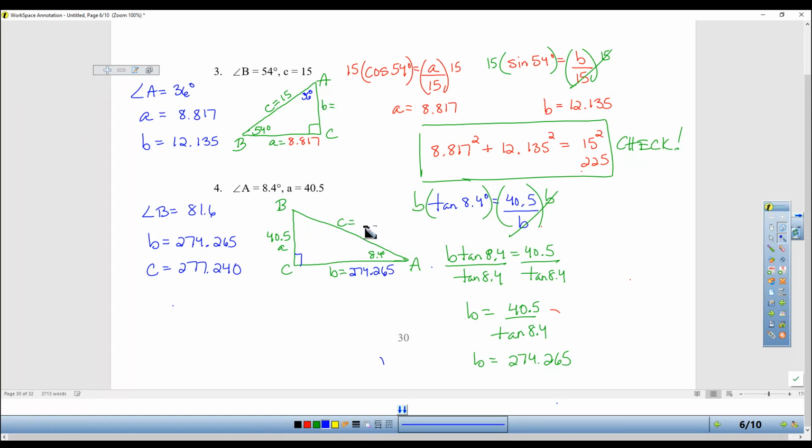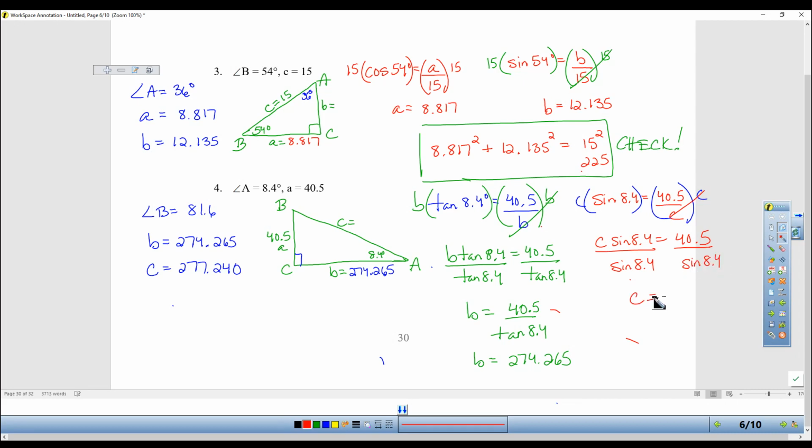So to get C using just what's given, I have opposite and hypotenuse. So I'm going to say sine. Sine of 8.4 is opposite over hypotenuse. Again, do not attempt to do that without clearing your fraction first. I'm going to convince you of that this year. So C sine of 8.4 is equal to 40.5. And now it's an easy enough problem. Divide both sides by sine of 8.4.